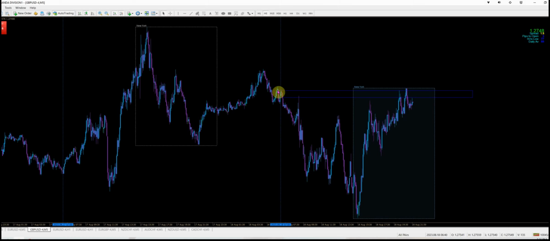You can see after midnight, a couple hours later, price came up, tagged it right here, and then we just kept going down. We had a big pullback here, probably at the beginning of the London session. We had a nice pullback here.